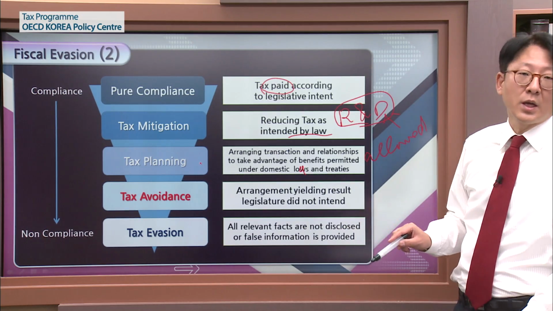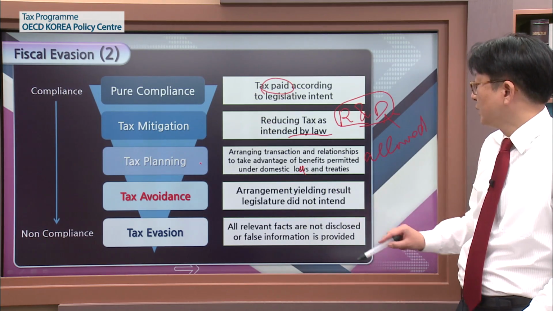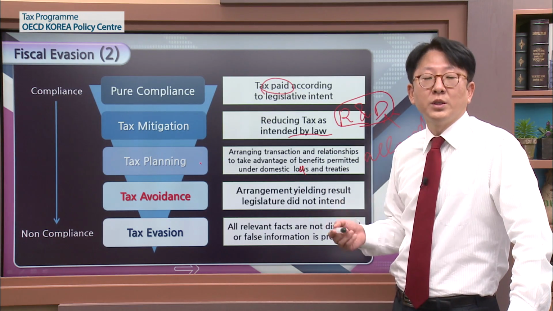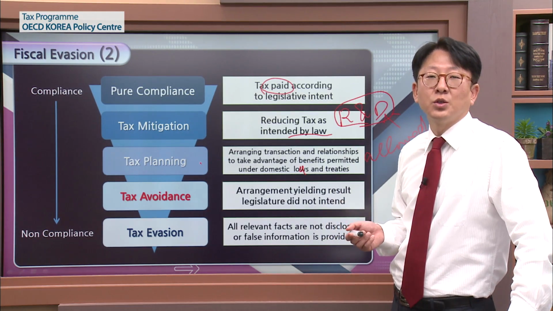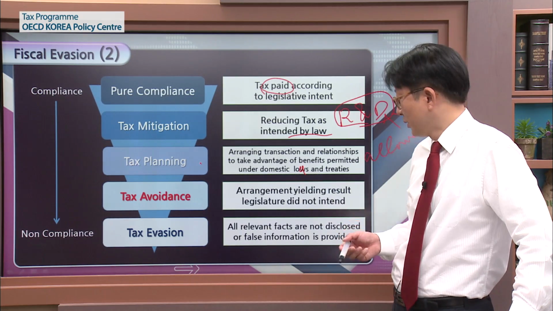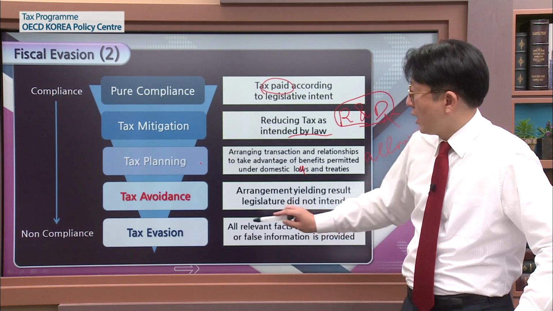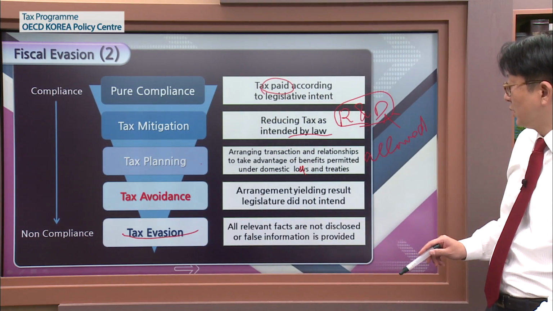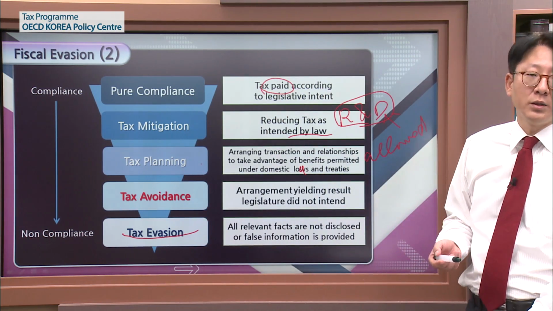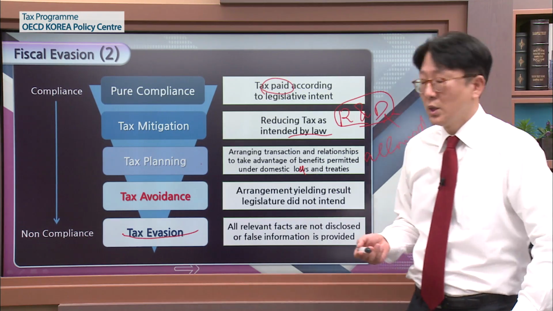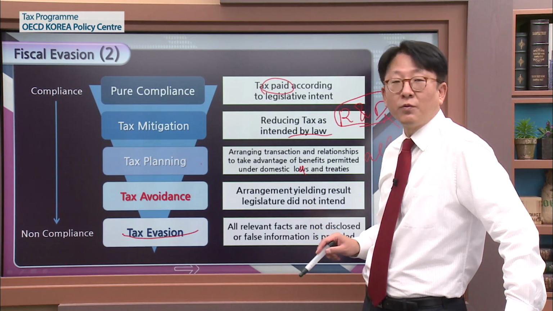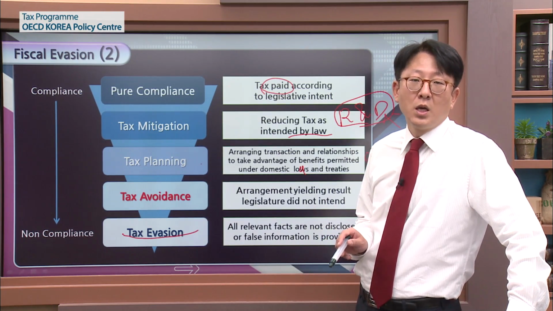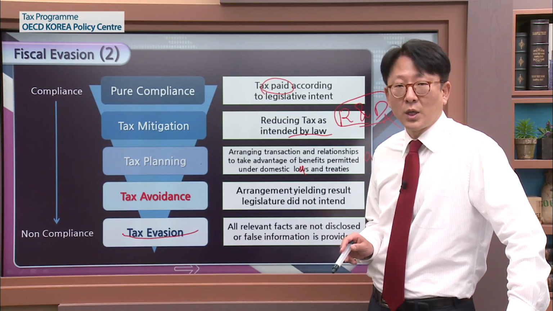Fourth level is tax avoidance. This is an arrangement yielding a result which is definitely not the intention of the tax law. And finally, the lowest one is tax evasion. It is the falsified tax return sometimes, and all the relevant facts are not disclosed or false information is provided to the National Tax Service.